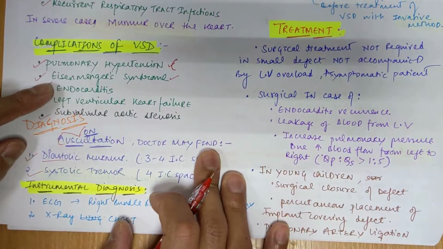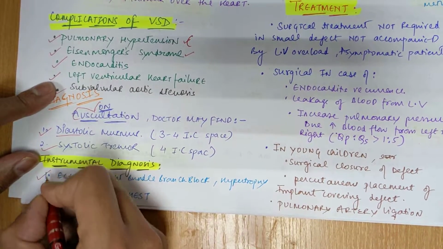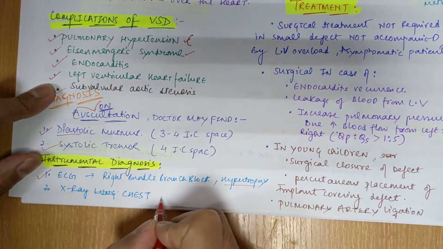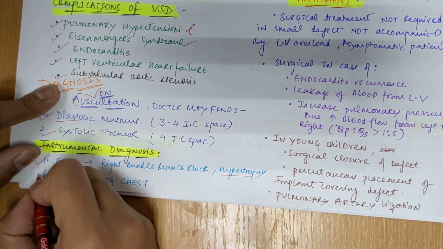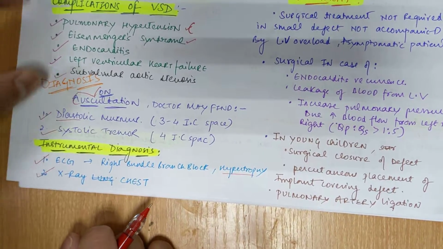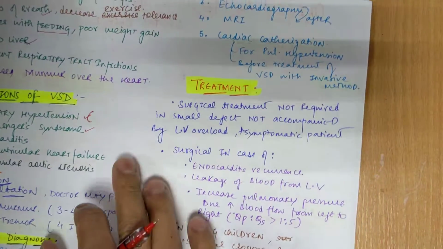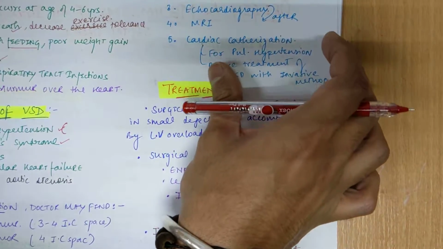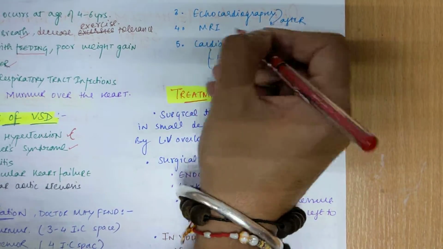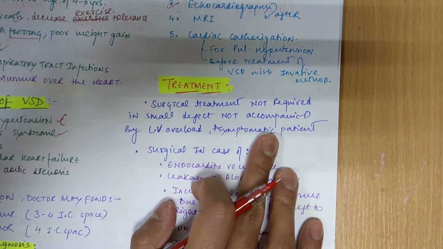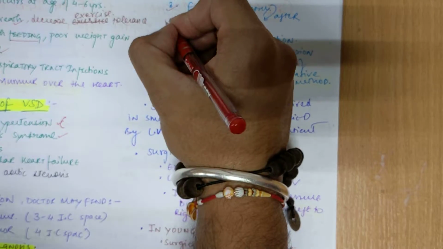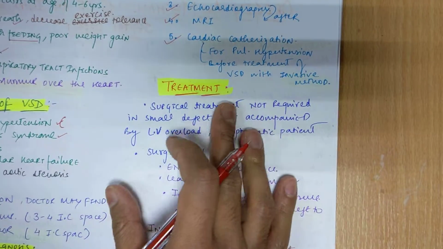So what diagnosis can you do? We can do the ECG. In the ECG you can see hypertrophy of the right ventricle, or right bundle branch block is another finding. You do the chest X-ray to examine the organ of the heart. You can do echocardiography also. After the development of VSD you can do MRI, you can do cardiac catheterization.